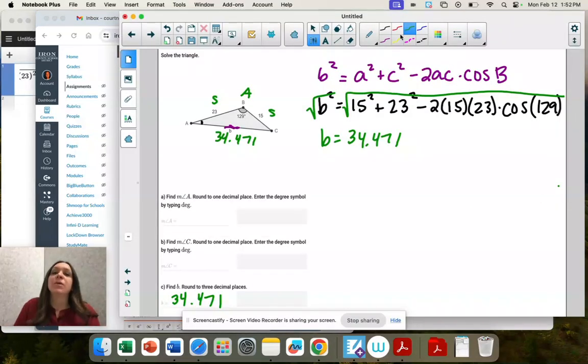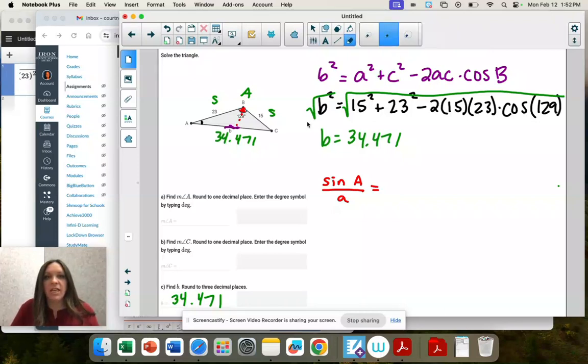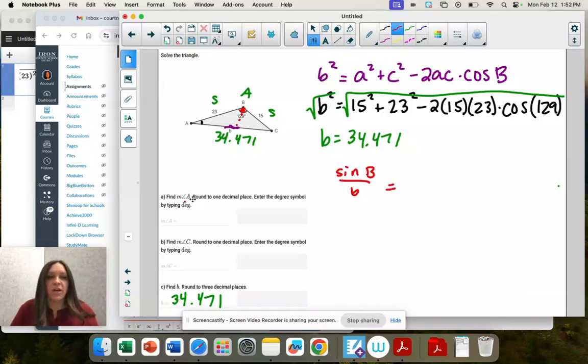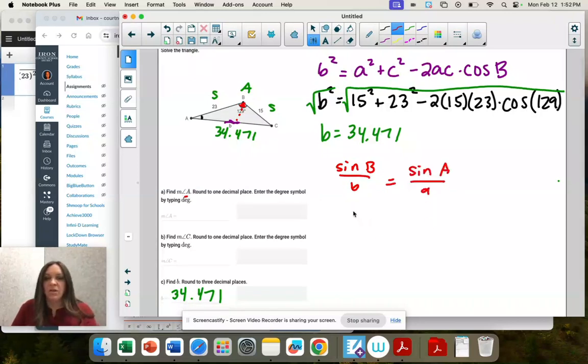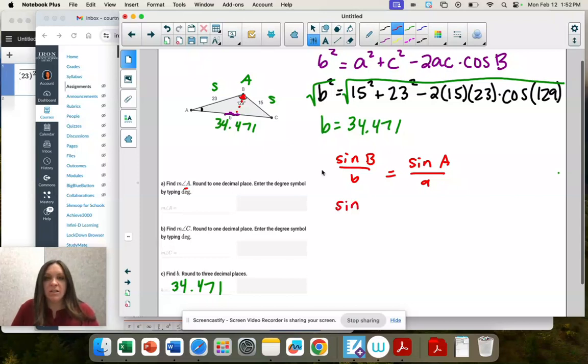Now, look, we can use law of sines because we have angle A and side A. And to use law of sines, you have to have an angle and an opposite side. And we're going to set that equal to, why did I write A? It's because there's an A on top. It's B. We have angle B and side B. And we're going to solve for A. So sine A and A. And when we plug everything in, we should just be solving for the angle.